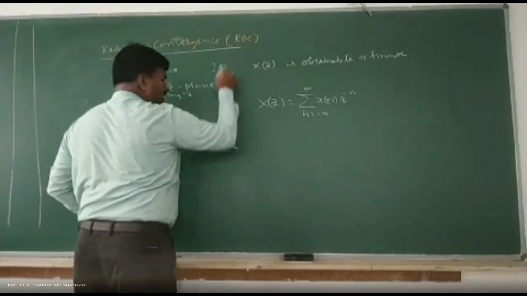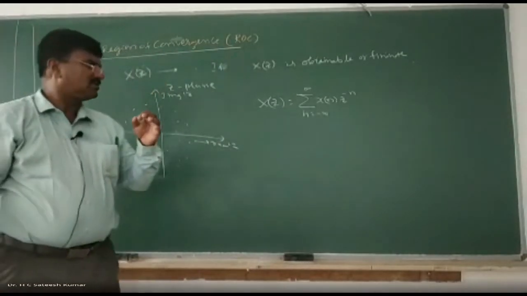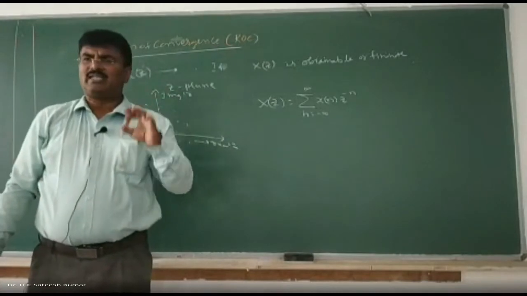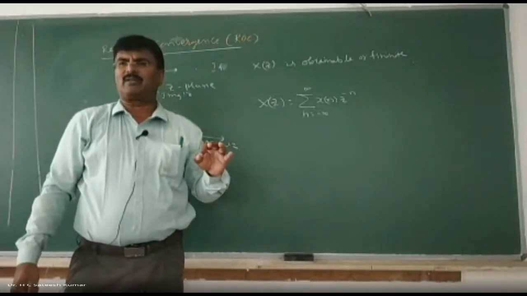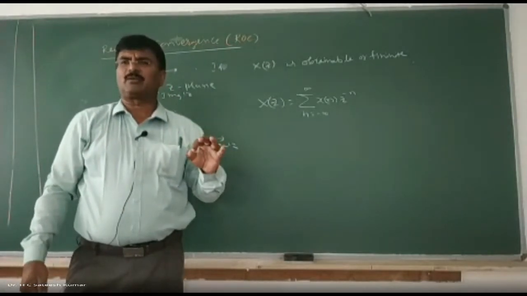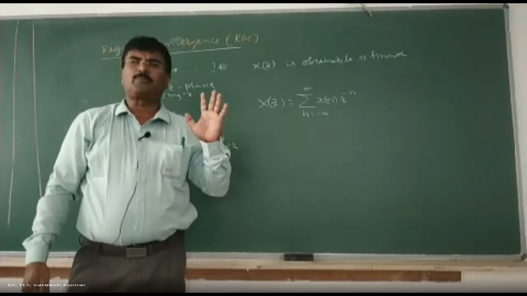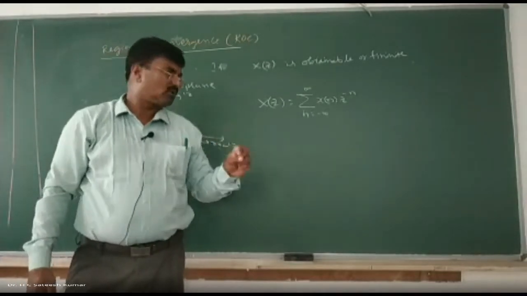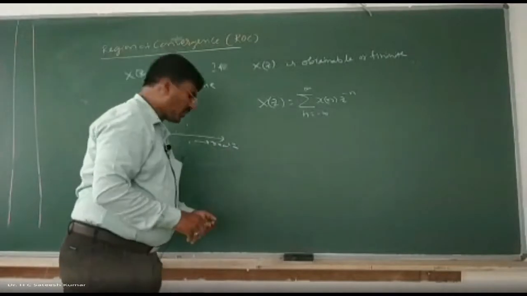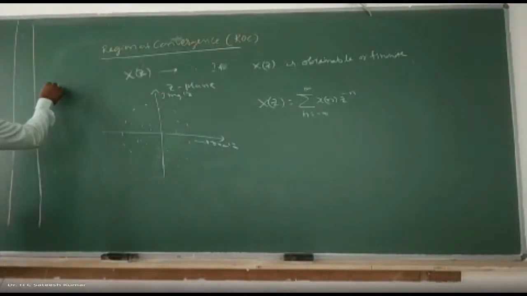You can note down that these are the values of z. Region of convergence is what? It is a region specified in the z plane for which X of z is obtainable or finite. This definition has been asked in the examination twice. Define z transformation ROC, 4 marks, they are asked.